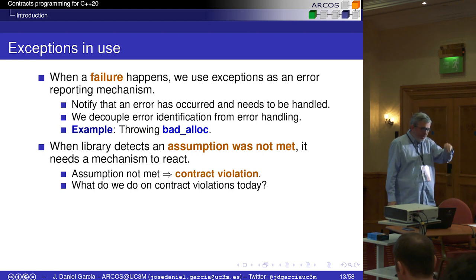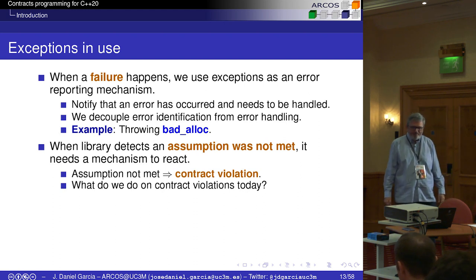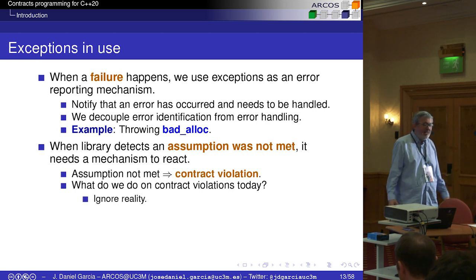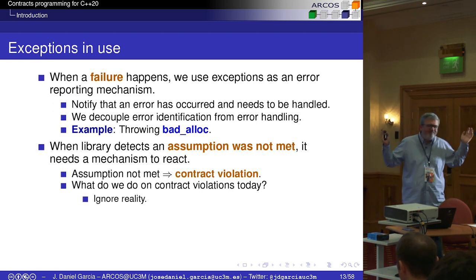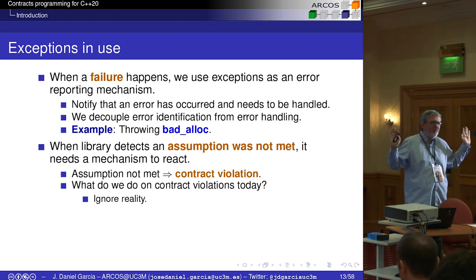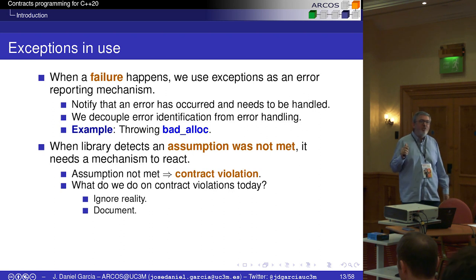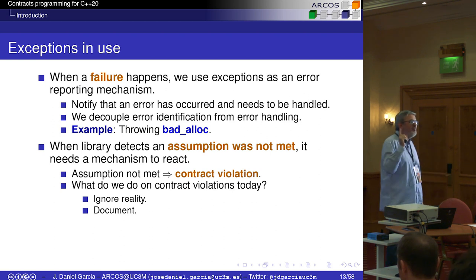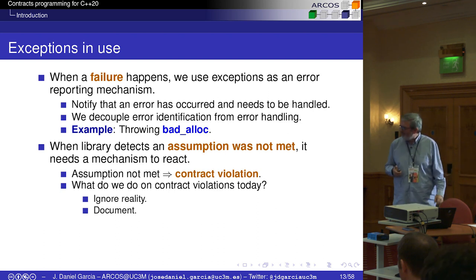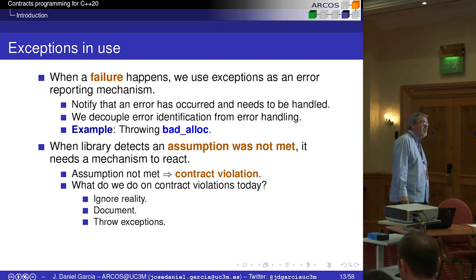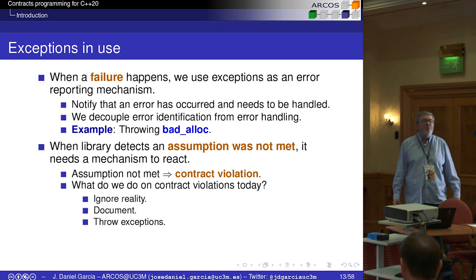So what do we do today? If you look at many libraries, when a contract is broken, many, many times what we do is just ignore reality. Okay, bad luck, something bad is going to happen, I don't know. This happens a lot. Well, some people improve the situation a little bit with documentation. Okay, you are not expected to give me a negative number. And if I do? Well, sometimes we throw exceptions, or we give an error code that you might handle or you might not handle.